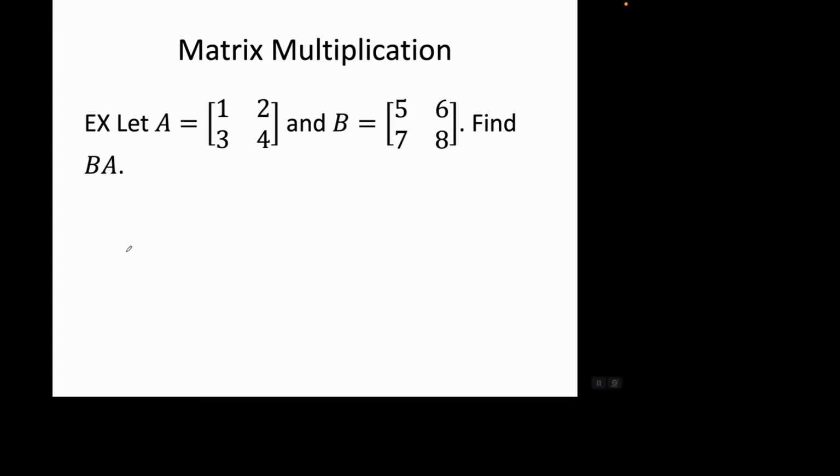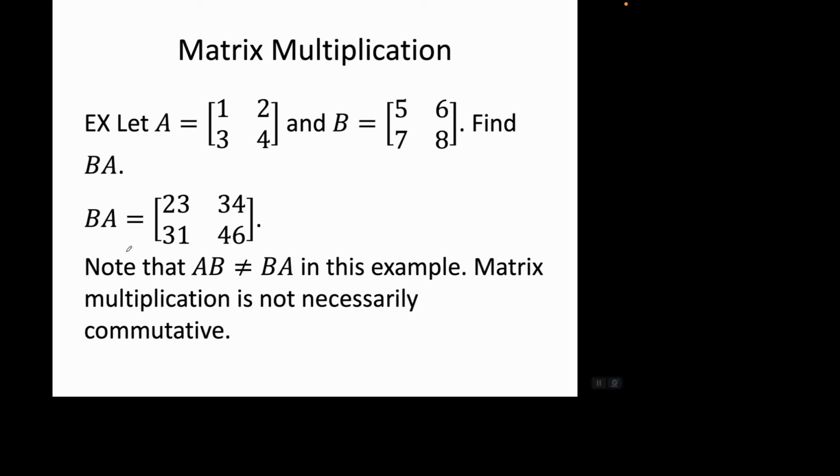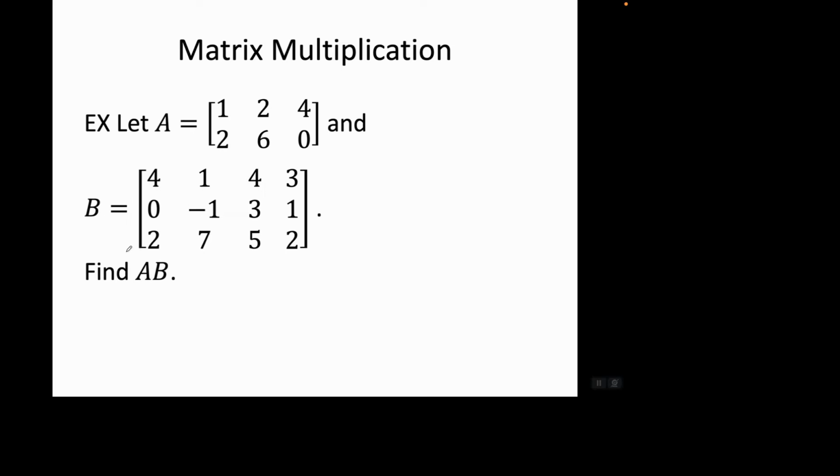Let's take A and B being the same, find BA. BA is not the same as AB. BA is 23, 34, 31, 46. Note that AB does not equal BA in this example. Matrix multiplication is not necessarily commutative.